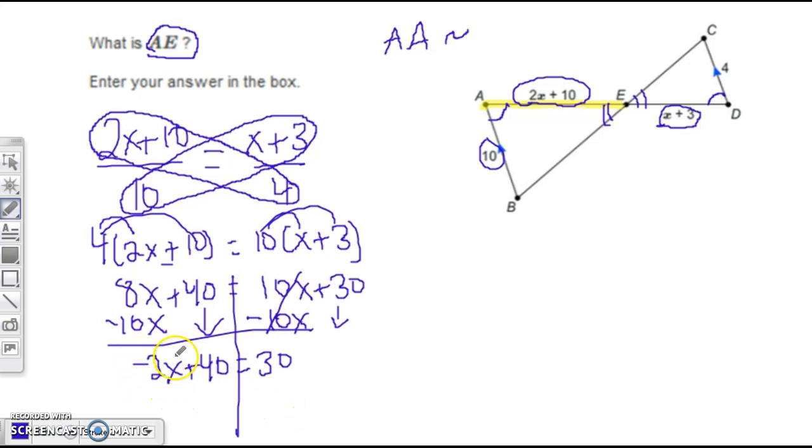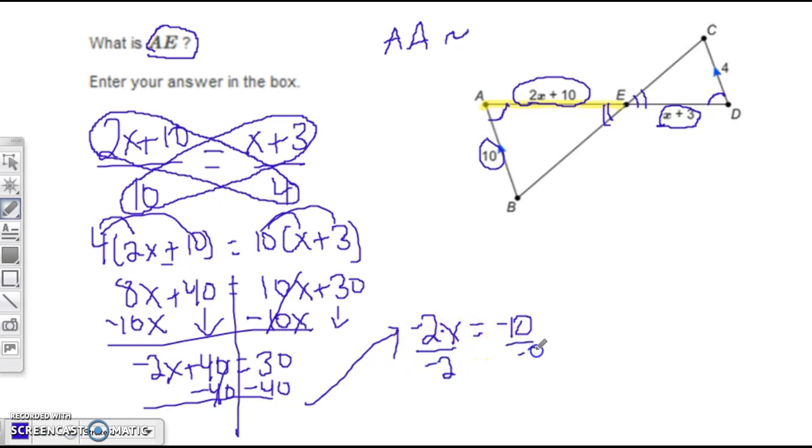Since I'm trying to get this x by itself, I need to get rid of plus 40. And the opposite of adding 40 is subtracting 40. I'm going to come over here because I'm out of room. And then we got to get rid of the negative 2. Right now it's negative 2 times x. The opposite of multiplying is dividing. So x equals 5. Don't put that as your answer.